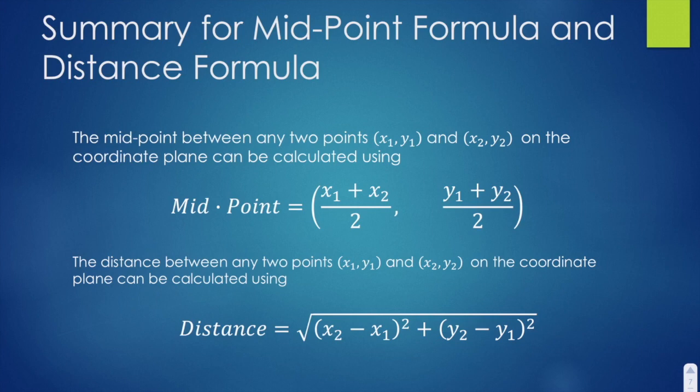So that's what we want to say. Let me just say it again. Distance is equal to the square root of the difference of x2 and x1, so x2 minus x1, that difference squared, plus the difference of y2 and y1, or y2 minus y1, that difference squared. So when I add those two differences squared together and then take the square root, I have the distance between those 2 points.